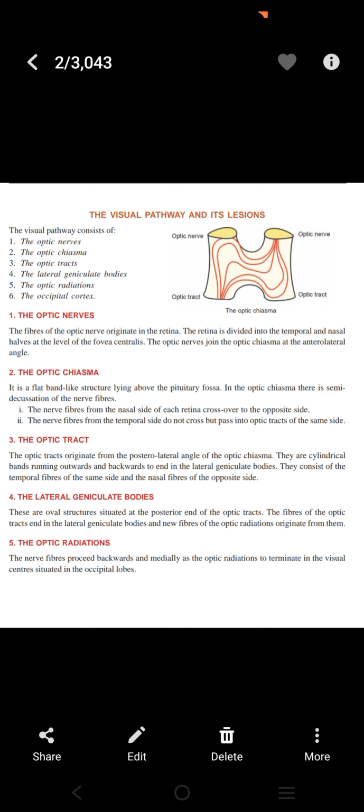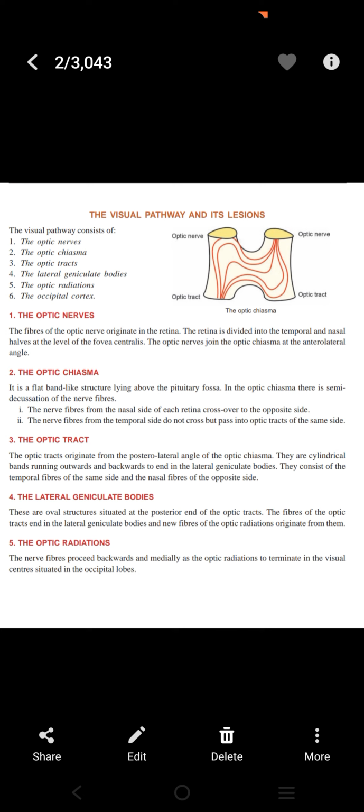Optic chiasma. It is a flat, band-like structure lying above the pituitary fossa. In the optic chiasma, there is semi-decussation of the nerve fibers. The nerve fibers from the nasal side of each retina cross over to the opposite side. The nerve fibers from the temporal side do not cross but pass into the optic tract of the same side.